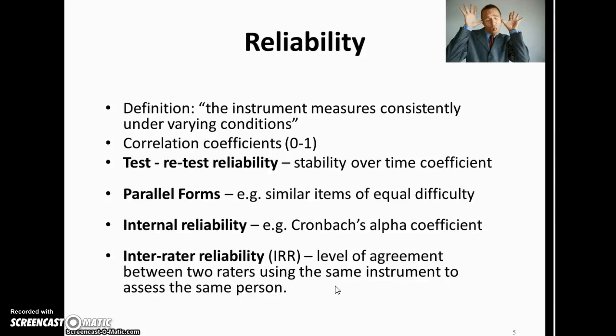And we can look at the inter-rater reliability, i.e. whether there's agreement between two raters if they're using the same instrument to assess the same person. Would they come up with the same answer?